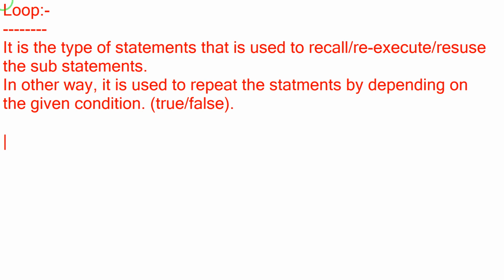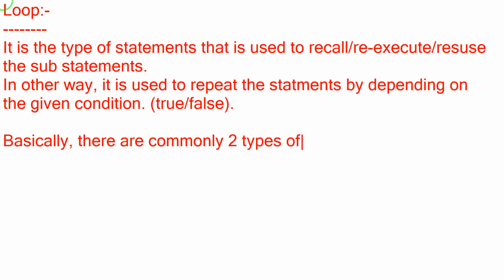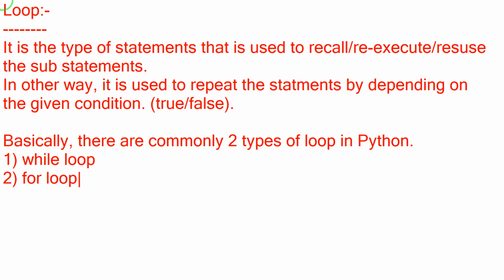So basically there are commonly two types of loop in Python. There are two types of commonly usable loops. The first one is the while loop. The second is the for loop.